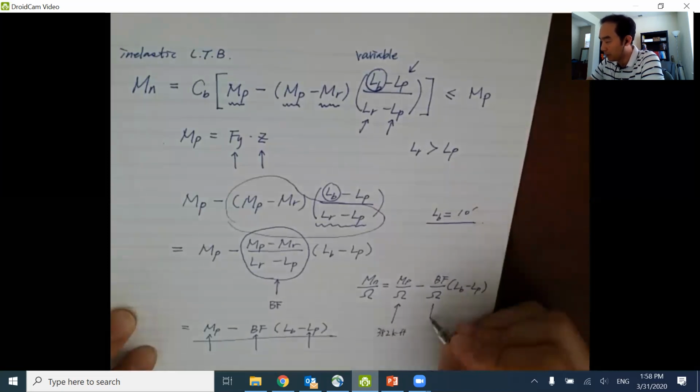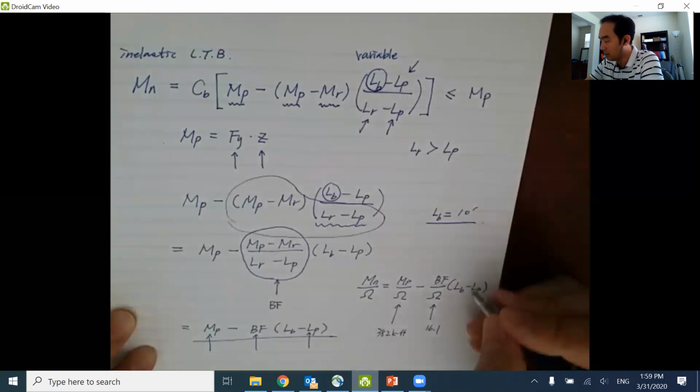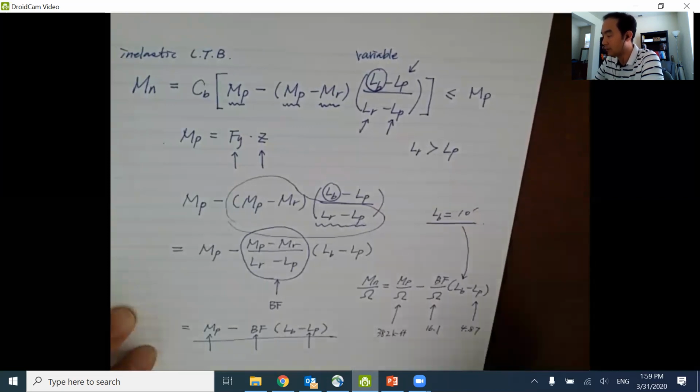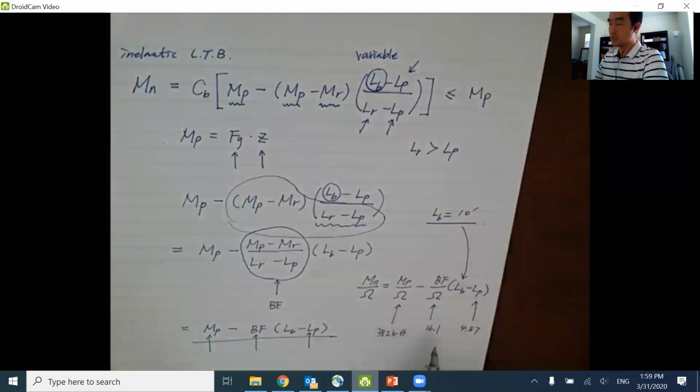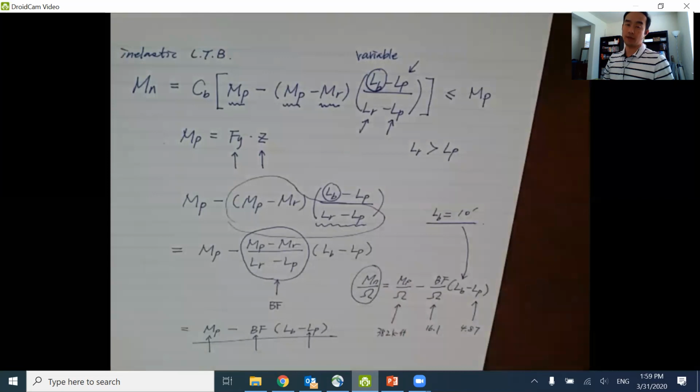BF over omega, it was 16.1, okay? And then LB is 10 from the given information, and LP from the table, it is 4.87. Everything is now in kip and feet. So that's how we can find out Mn over omega using AISC.